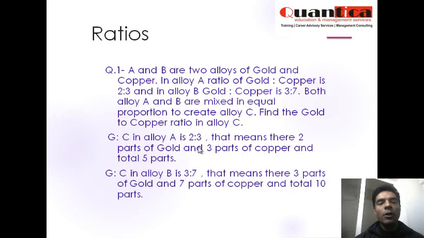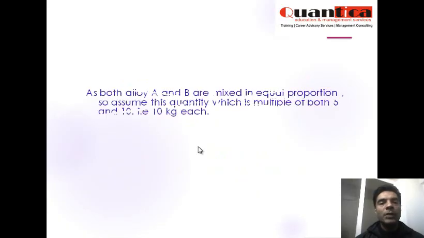Similarly, if I talk about alloy B, the ratio of gold to copper is 3:7. That means 3 parts of gold and 7 parts of copper. So the total is nothing but 10 parts. Out of 10, 3 is gold and 7 is copper. Now it is given that both alloy A and B are mixed in equal proportion. So assume that this equal quantity is a multiple of 5 and 10. So it comes out to be 10 kg each. So the total that we are mixing of A and B is 10 kg each, so alloy C will be of 20 kgs.